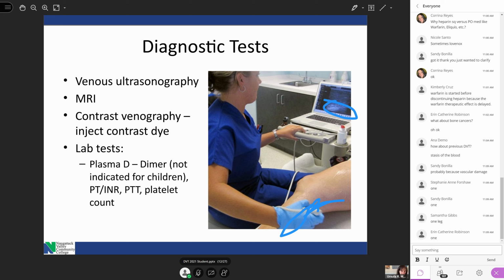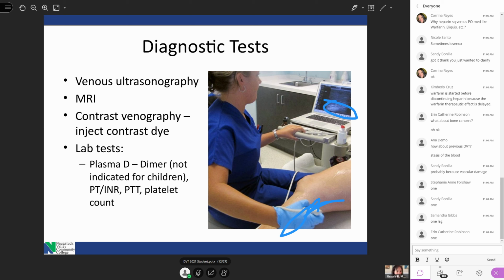If not, they can do an MRI, rarely done. The most common one is the ultrasound. Then they can also do contrast venography. They don't usually do that because then they have to inject the patient with dye, and that's invasive. Not everybody can handle the dye. And some patients might be allergic to it. So we don't want to do that unless we have to. So that one's rarely done. It's the ultrasound.